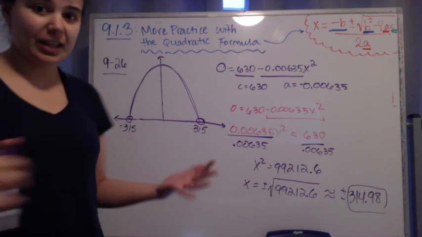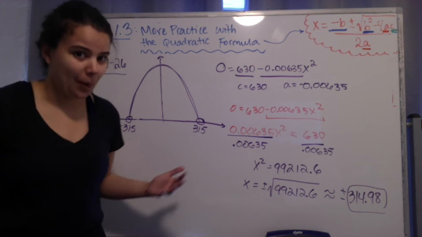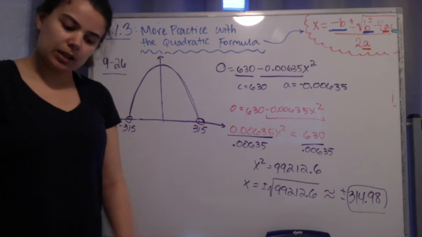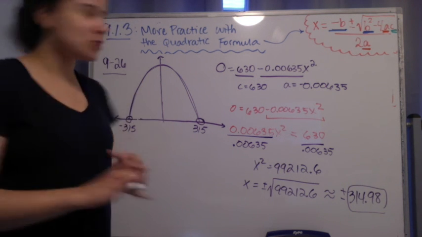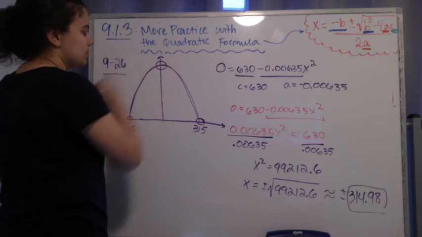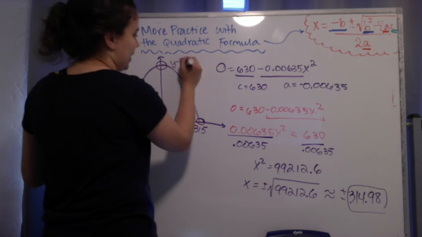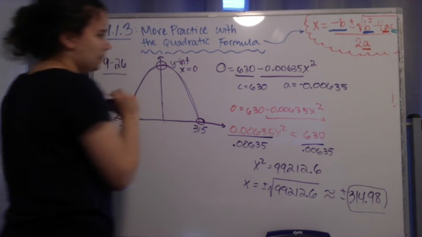Part B, pretty straightforward. So what is the base of the bridge? You have everything you need to know. And then part C asks you for the tallest point on the bridge. So the tallest point is going to be right here. That is our y-intercept. And that is going to be where x is equal to 0.